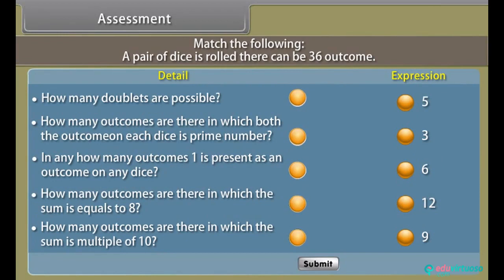Assessment. Before proceeding further, let us know how much you have learned. A pair of dice is rolled, there can be 36 outcomes. Match the following.